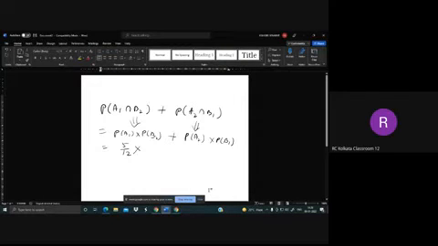One ball you have already picked up. So how many balls are there? 11 balls. How many are white? 7 are white. So this is the event for probability of B2.